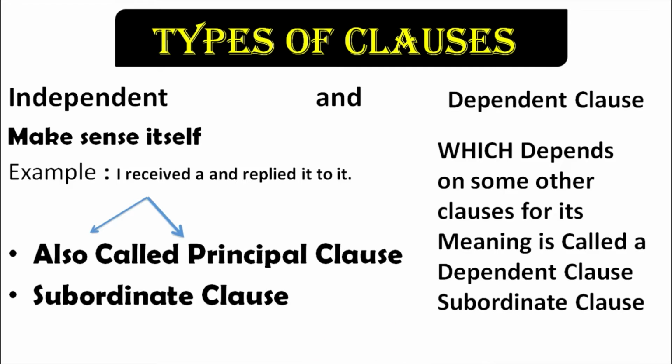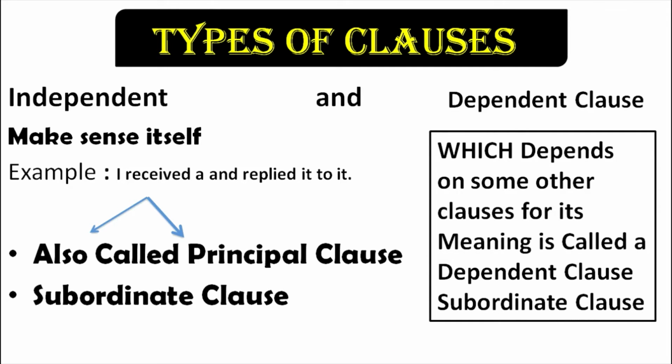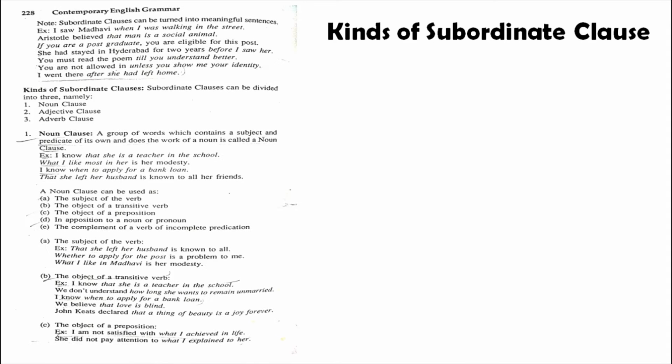Okay, so let's now understand the subordinate clause, which is dependent on another clause to make meaning like a sentence. So let's now understand the kinds of subordinate clause, or what are the types of subordinate clause. There are three kinds of subordinate clause: the noun clause, the adjective clause, and the adverb clause. The subordinate, meaning dependent, clause can be divided into three, namely noun clause, adjective clause, adverb clause. Noun clause. What is a noun clause? A noun clause is a group of words which contains a subject and predicate of its own.